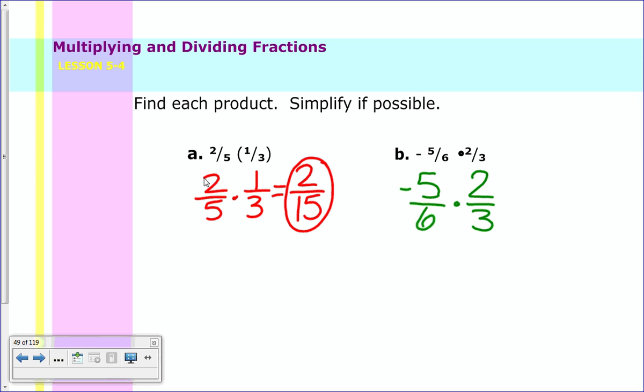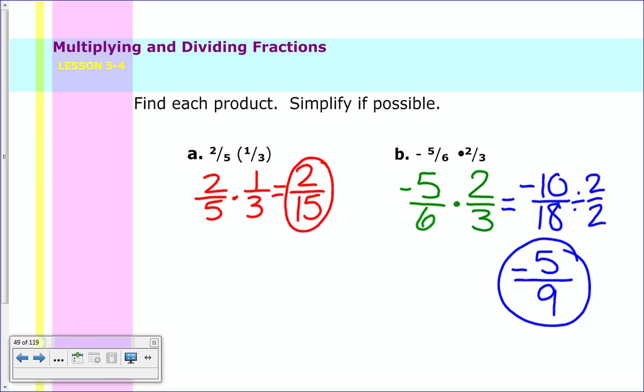All right, for B, -5 times 2 is -10. Then 6 times 3 is 18. All right, now this one can be simplified. I know that 2 goes into both. So -10 divided by 2 is -5. 18 divided by 2 is 9, -5 ninths.